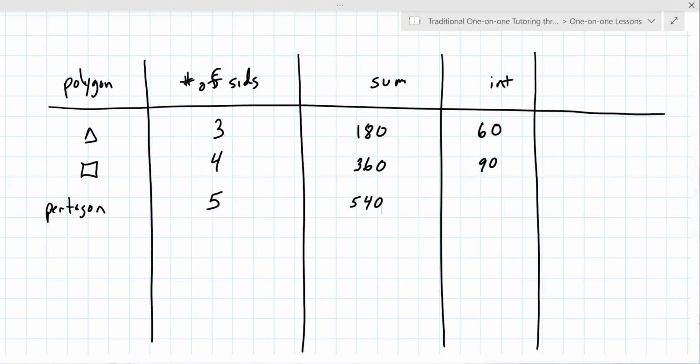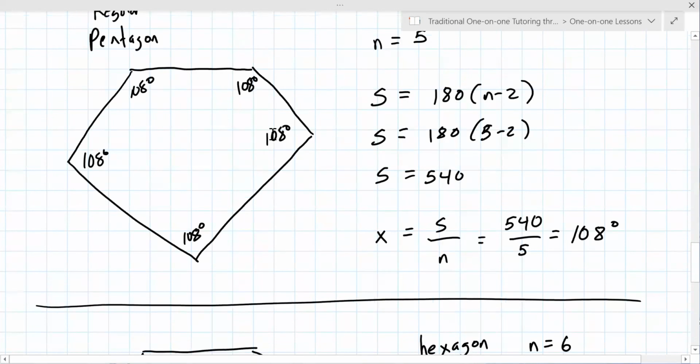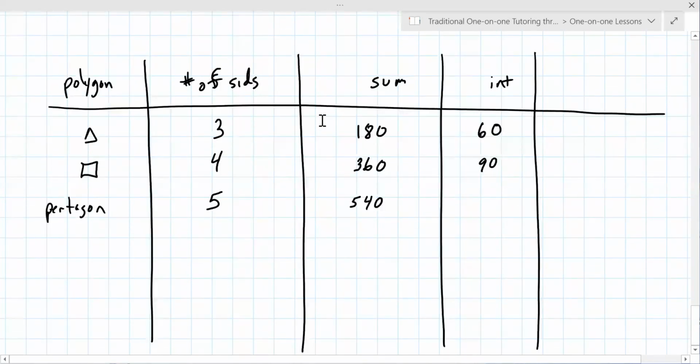Let's go back up and look at a pentagon here. Here's our pentagon. What was the interior angle? The interior angle was 108. Good. And then we did a hexagon. 6 sides, 720, and 120 for the interior angle.